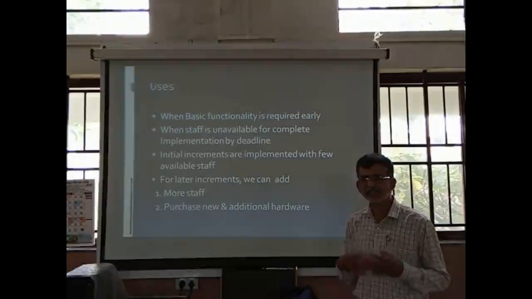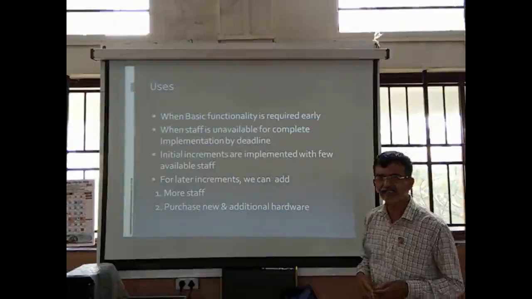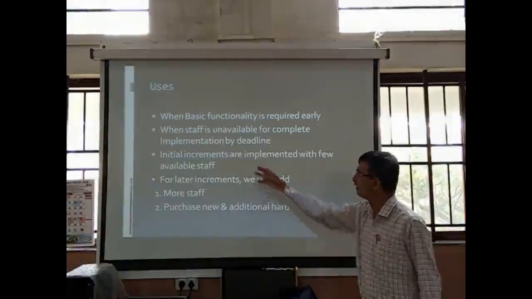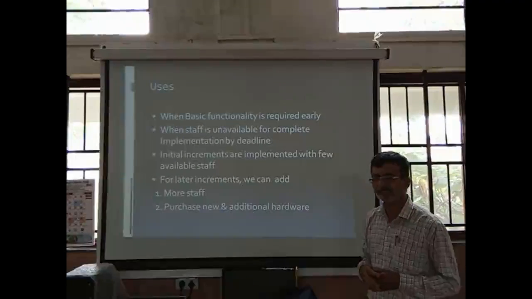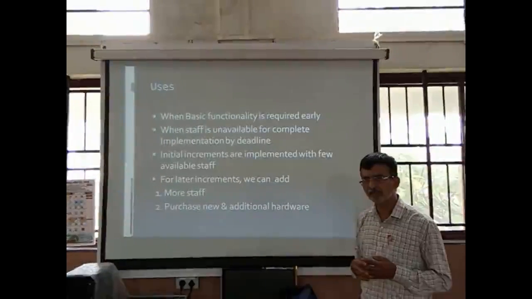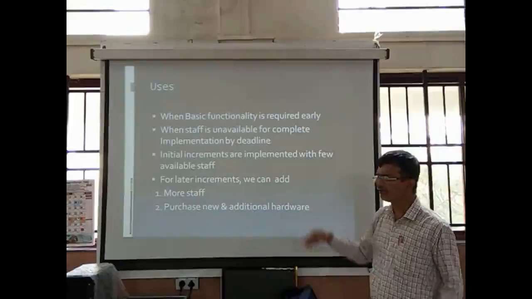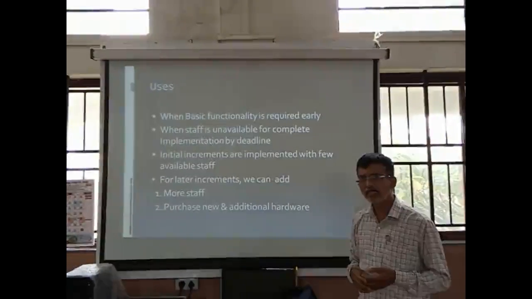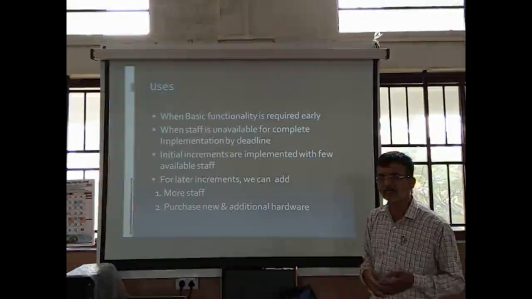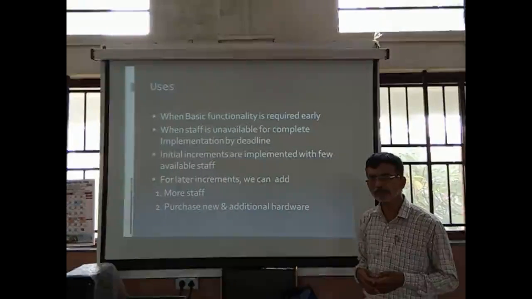Let us now try and understand where this incremental model is adopted, or what its uses are. When basic functionality is required early, the incremental model is the answer, because at an early stage, in the first increment, you get basic functionality. When staff is unavailable for complete implementation by the deadline, many times the staff required might be less. In that case the incremental model is adopted because the available staff can produce the first increment. The initial increments are implemented with available staff and suggestions are taken, and for later increments we can add more staff and buy more hardware. Finally we can produce the model that we require.